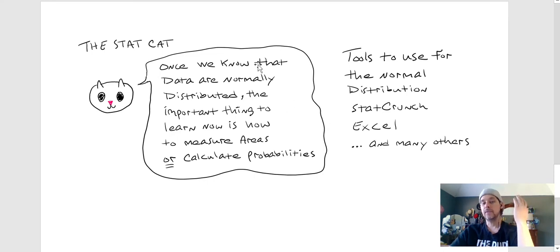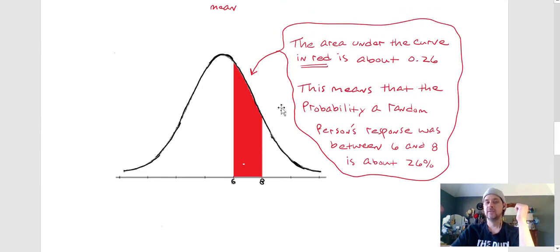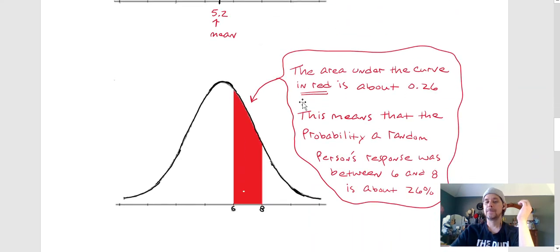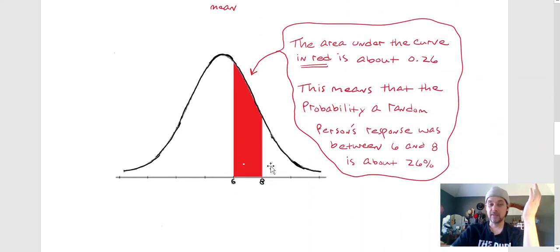But like I said, once we know that data is normally distributed and we know the mean and the standard deviation, the important thing to learn from there is how to measure areas on that curve. So here you see the curve for this data, where people ranked their happiness on a scale from 0 to 10. And the area under that curve from 6 to 8 is 0.26. So that's a basic kind of calculation that we need to do.